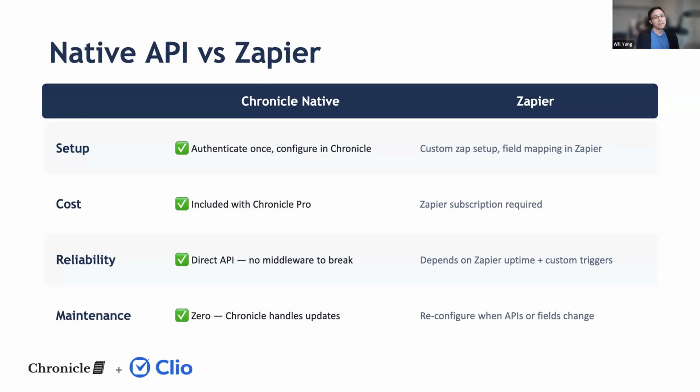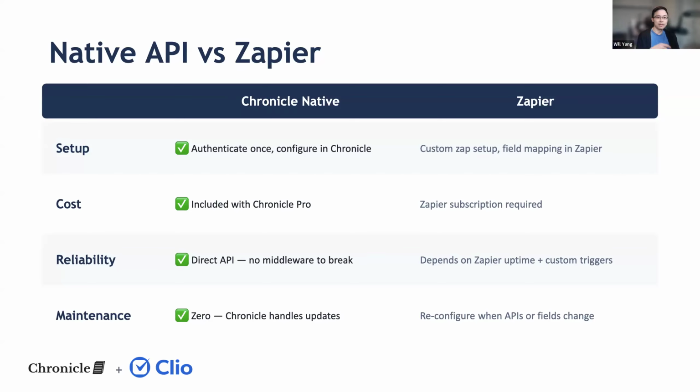The reason why these native integrations are so much more powerful than, for example, if you configure this with Zapier is because, as Nikhil showed you, you authenticate once, and then from there it's configured and it's just feeding through. Also, the cost is fully included in your Chronicle Pro subscription if you are already on that tier. Whereas if you are using Zapier, you probably are paying for a separate Zapier integration on that side.